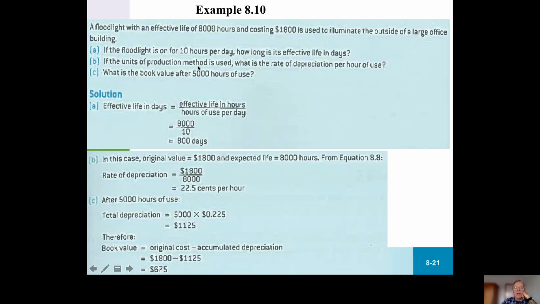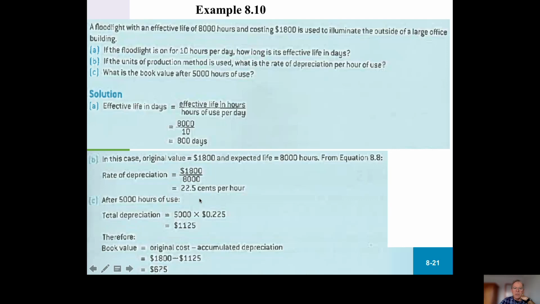What if we're going to use the units of production method, and we're going to use a rate of depreciation per hour? What's its book value after 5,000 hours of use? So if we decided to run with hours, 1,800 divided by the 8,000 hours is 22.5 cents per hour. So for this floodlight, after 5,000 hours, what would its book value be?